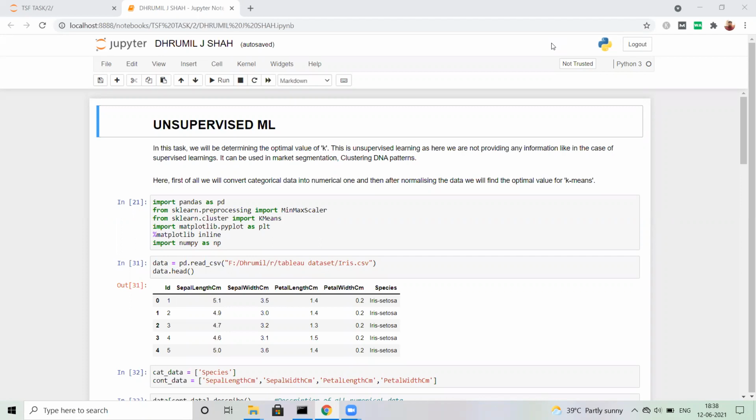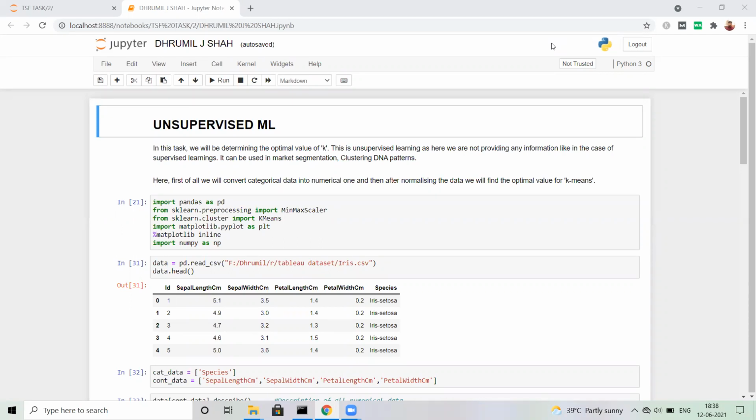So today we will be going to discuss our second task, which will be under unsupervised machine learning. We had discussed our first task regarding supervised machine learning. Now, in this unsupervised machine learning, we will be discussing the k-means method.